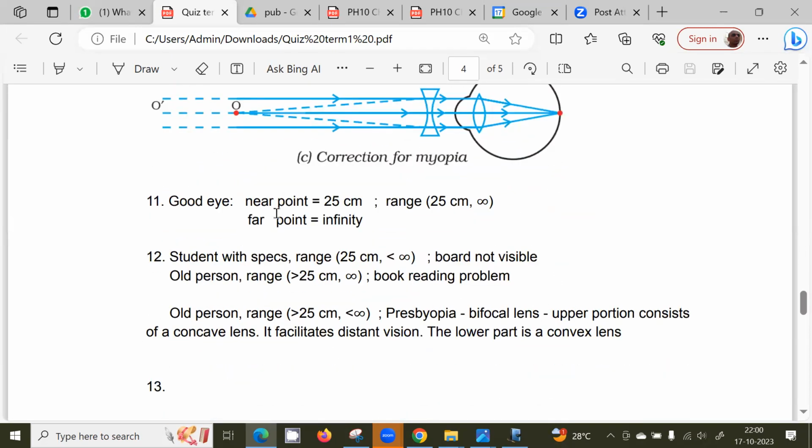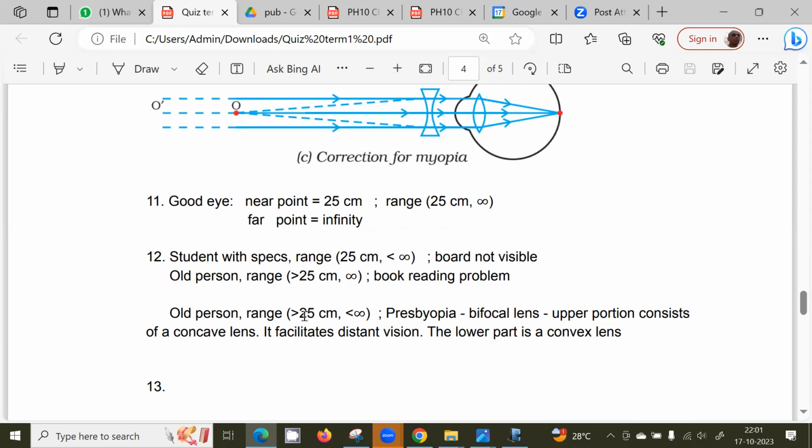For a good eye, the near point is 25 centimeters, they can see anything greater than 25 centimeters, and the far point they can see up to infinity. So the range of their visibility is from 25 centimeters to infinity. This is for a good eye. But if the far point is less than infinity, like the board is not visible, then you have to use a concave lens to correct this defect. And for the person who cannot see nearby objects, here he cannot see even 50 centimeters. For that he has to use a convex lens.